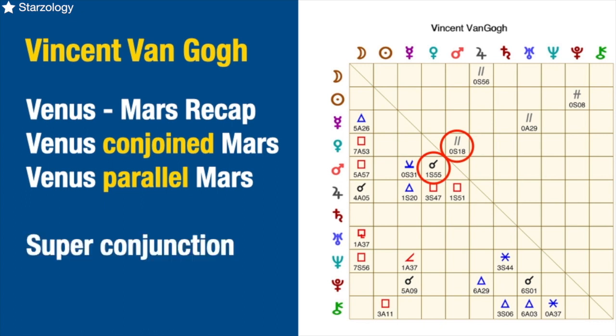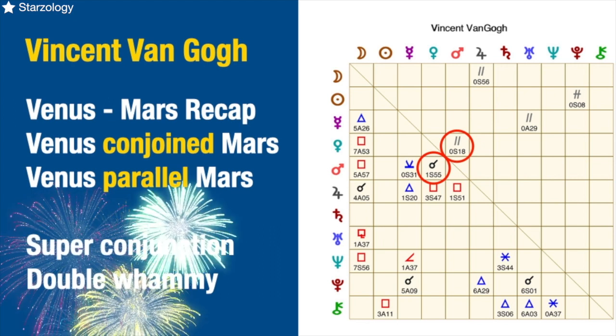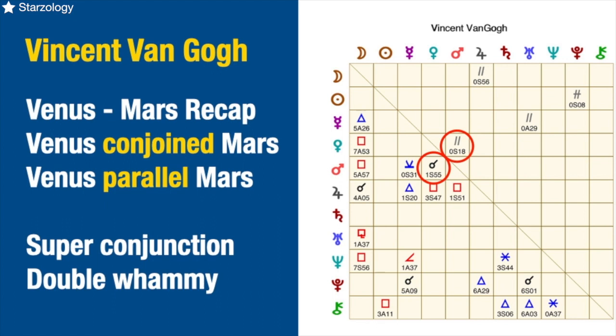So what we have is, this is what is known as a super conjunction. Venus is conjoined Mars and Venus is parallel Mars. I also call it a double whammy. It's just one of those things. It is a super conjunction for him. So in this case, where Venus is conjoined Mars, it is a far more important conjunction than, for instance, Mercury conjoined Pluto, which is just a regular conjunction. It is not parallel. So you can see the two are reflecting, almost mirroring themselves across the diagonal line.